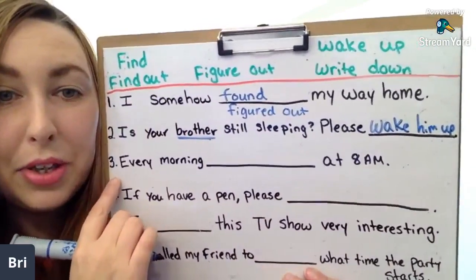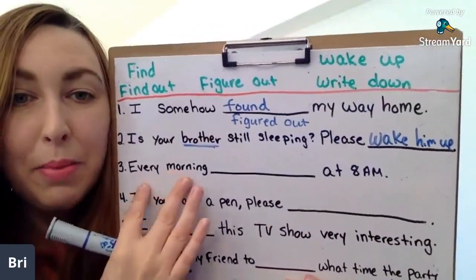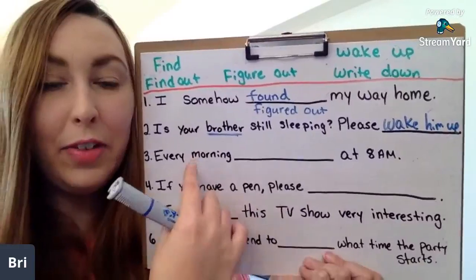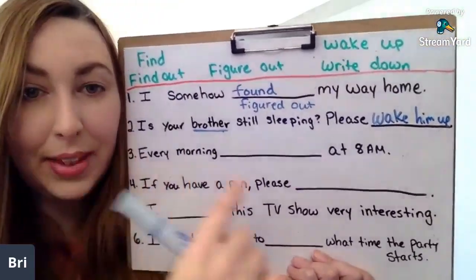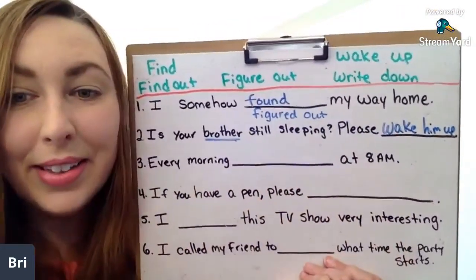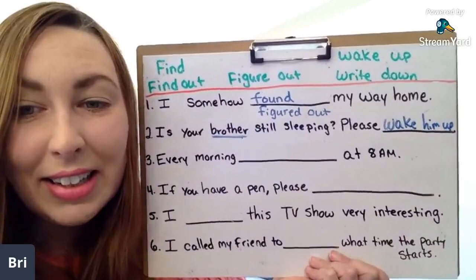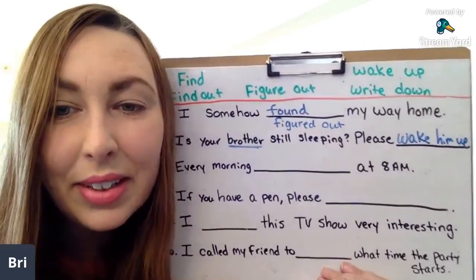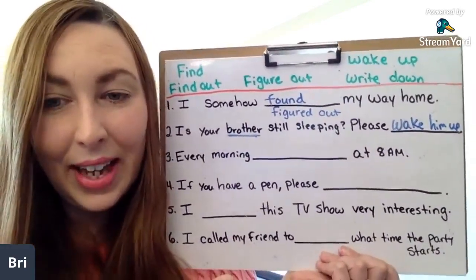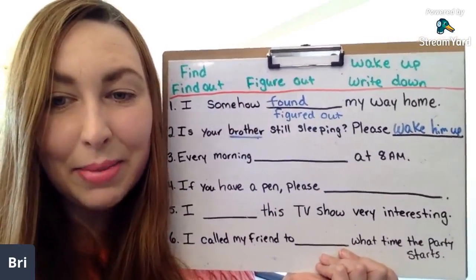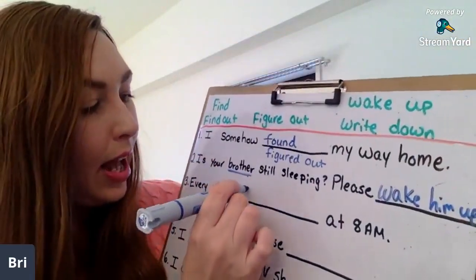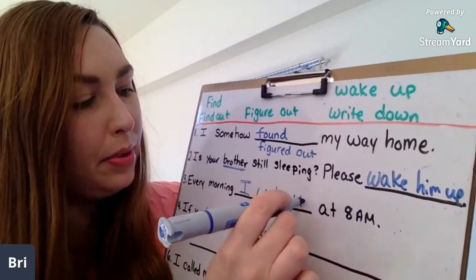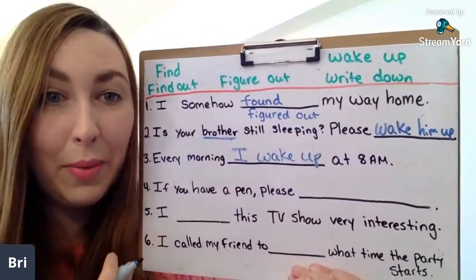How about number 3? Number 3. Every morning, so we're talking about yourself this time. I didn't put it here, but every morning I, I'm talking about myself, something at 8 a.m. Oh, very good. Awesome. Good job, Anna. Good job, Carlo, Nativo, Haider. Okay, awesome. Marcial, good job. Okay, so every morning I wake up at 8 a.m. I wake up at 8 a.m.